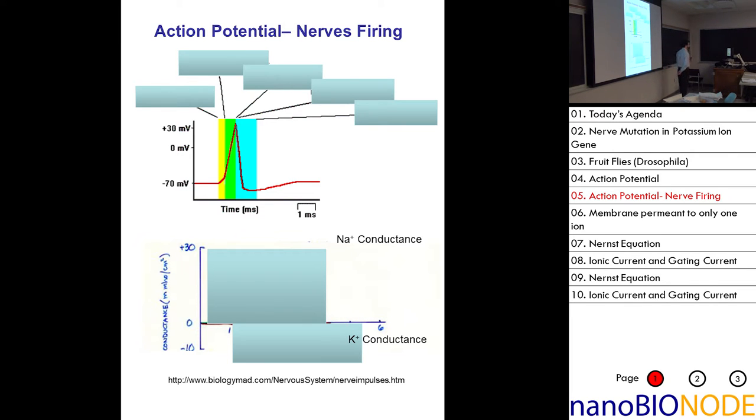K+ channels start opening, K+ starts flowing out, and then too much K+ ends up leaving. I got all that. I'm just confused about what box 3 and box 4 are.